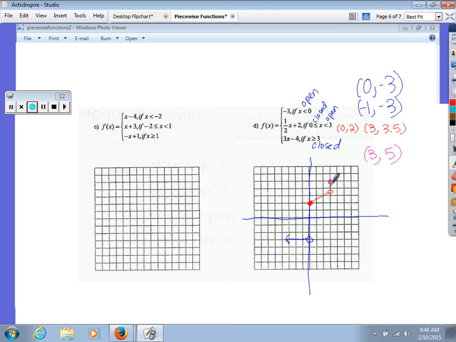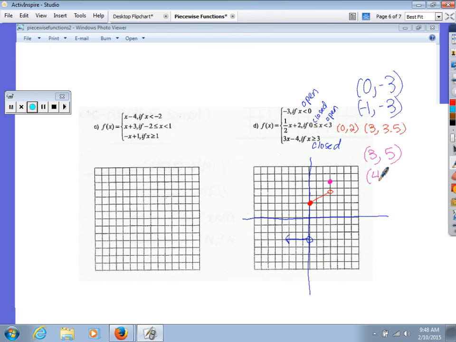And it's closed. But I can't just have one dot. I've got to figure out where my other dots go. So what would it be then? I would plug in a number greater than 3. And if I plug in a number greater than 3, what are you going to have?